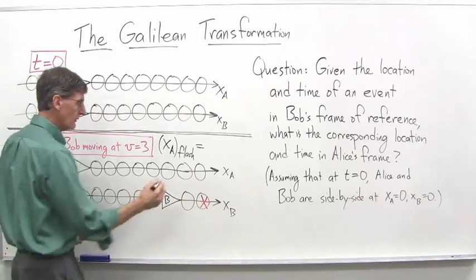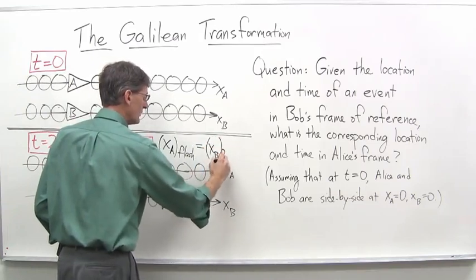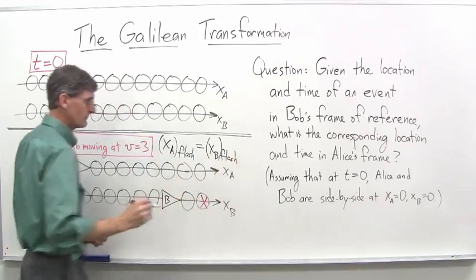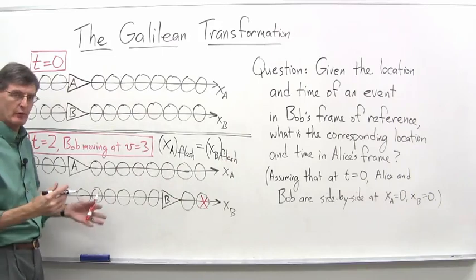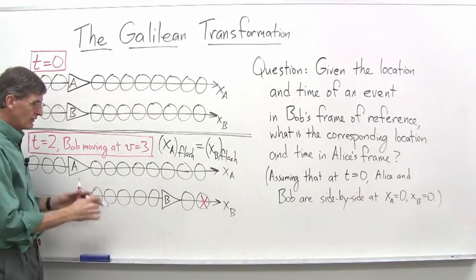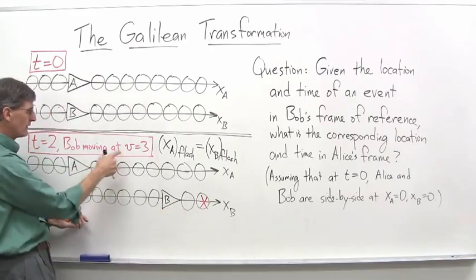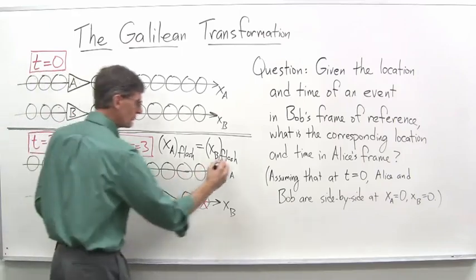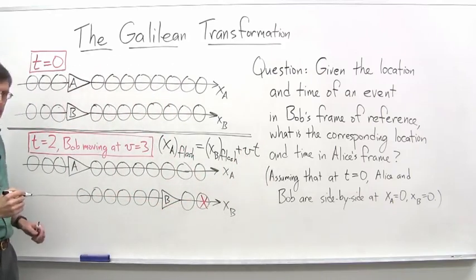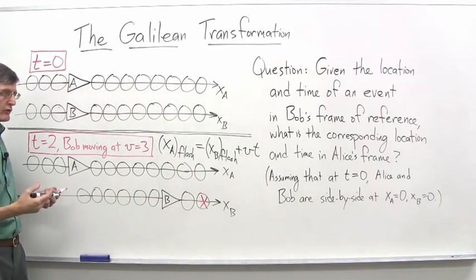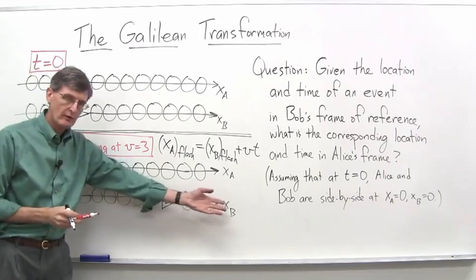So we'll write it like this. It'll be his position, xb of the flash. I'll erase that so we can get a little more room here, but for the moment, we'll squeeze this in. So xa will be xb of the flash plus the distance he's moved. Well, the distance he's moved is simply velocity times time. So it's plus velocity times time. Okay? So that's the equation for any given event that happens in Bob's frame of reference.